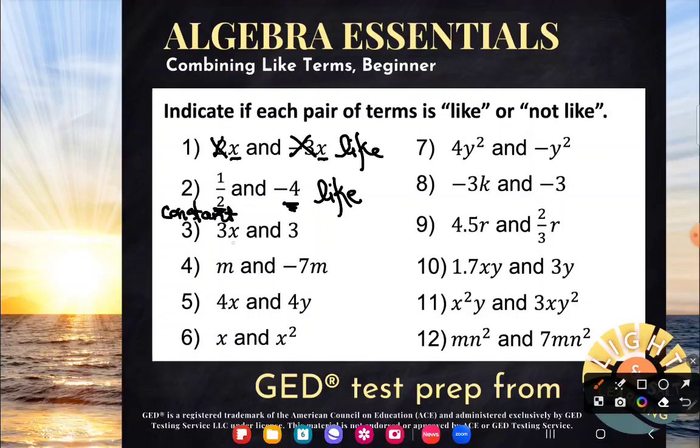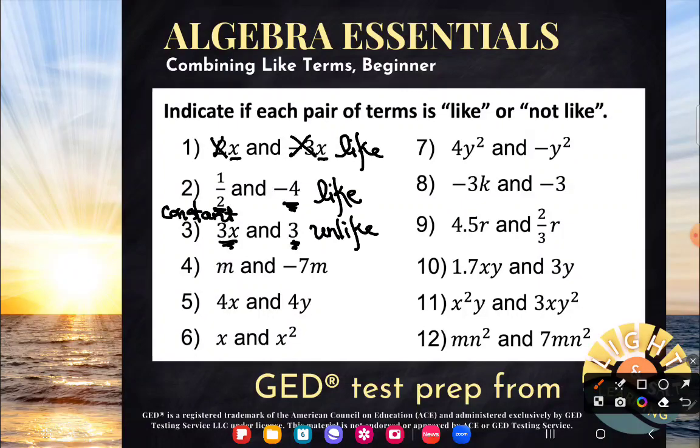Now, this next one, though, on the other hand, we do have a constant, 3. But take a look at this. This is a variable term. This is 3x. So that's an x term and a constant term. They are not going to be like. You can only add constants with other constants. So plain old numbers with plain old numbers. And x terms with other x terms.